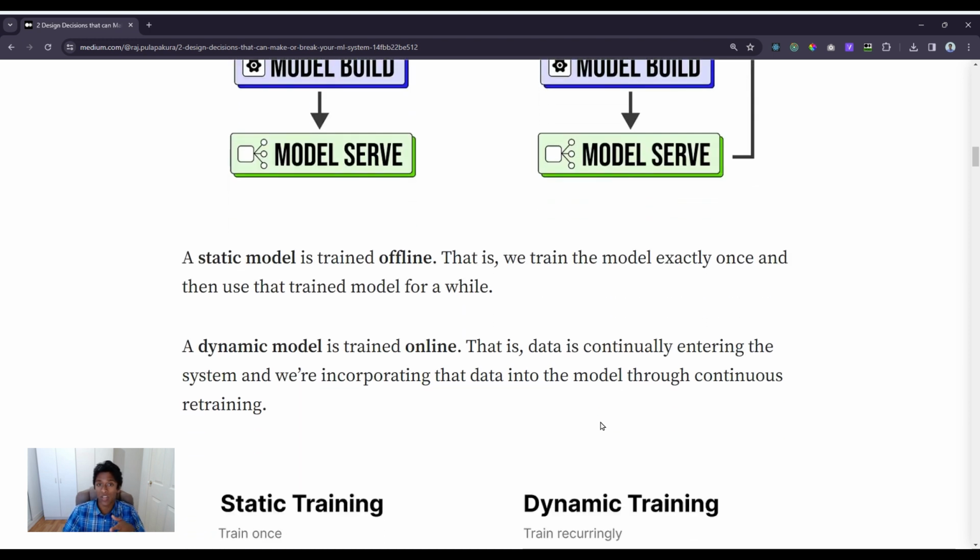A static model is trained offline. That is, we train the model exactly once, and then we use that trained model for a while. A dynamic model is trained online. That is, data is continually entering the system, and we're incorporating that data into the model through continuous retraining. So this could also be a use case for real-time data. For a model that's taking in real-time data and learning from that data, you would want to train the model recurrently, right? So that would be an example of dynamic training.